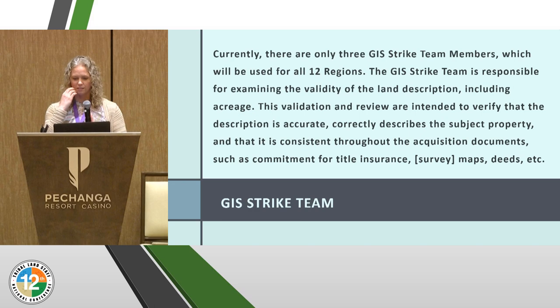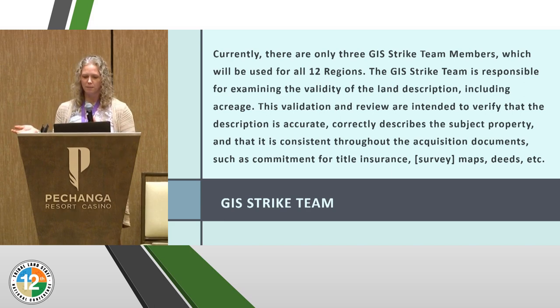And I mentioned that they were submitted to the GIS strike team, so what about the strike team? The strike team currently has 3 members for all 12 regions. The members are not surveyors. I don't say that in a disparaging way. I say it just as an acknowledgement because I know I'm a surveyor myself, and I know what gets looked at during those land description reviews. So the GIS strike team is responsible for examining the validity of land descriptions, including acreage. The validation and review are intended to verify that the description is accurate, correctly describes the subject property, and that it is consistent throughout the acquisition documents, such as commitment for title insurance, surveys, or any other related maps, deeds, and etc.